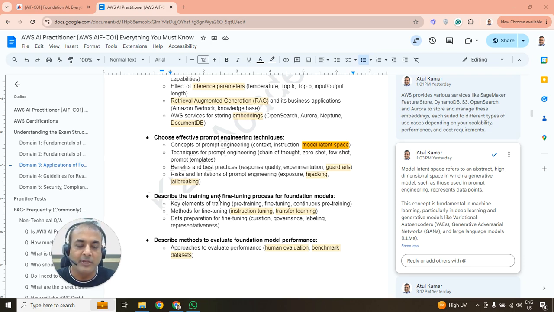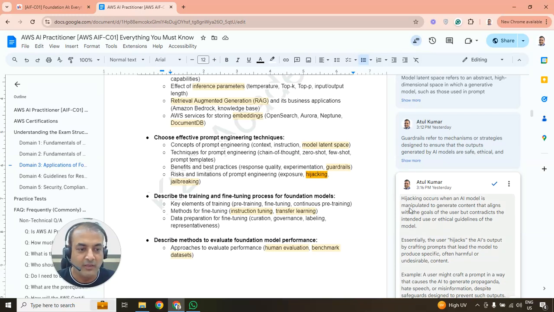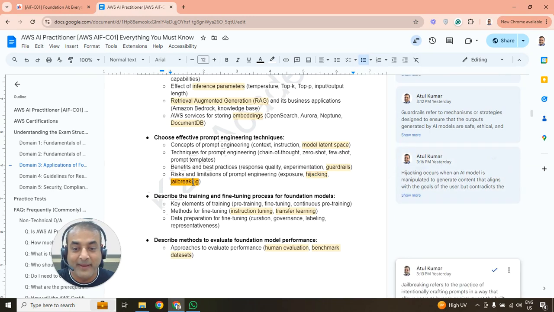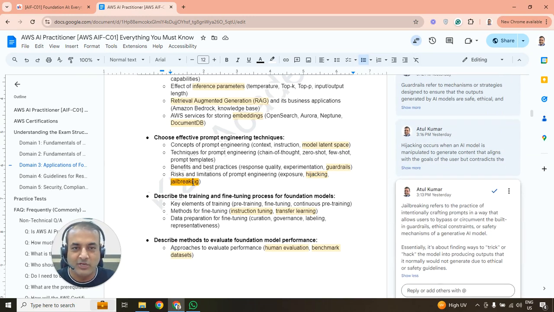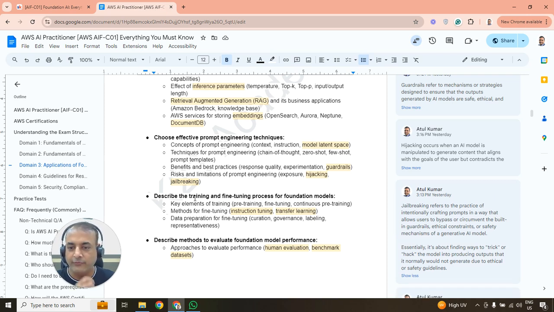Also, the risks and limitations of prompt engineering, be familiar with them, and also how you safeguard against those risks and limitations, like exposure, hijacking, jailbreaking, and so on. Again, read on these. We're going to cover them in more detail. Hijacking is when the model is being manipulated, and jailbreaking is when someone breaks the guardrails that are there to protect. Again, you will get familiar with those concepts.